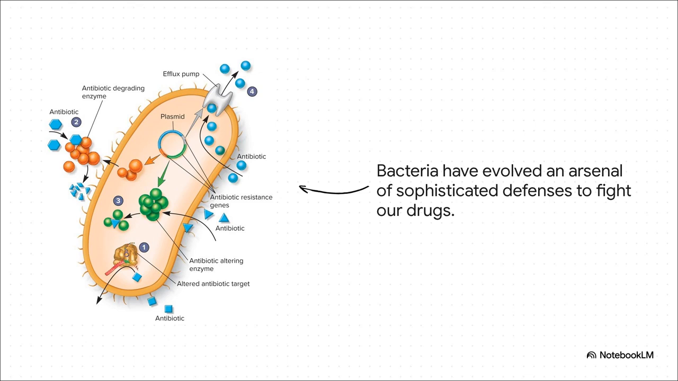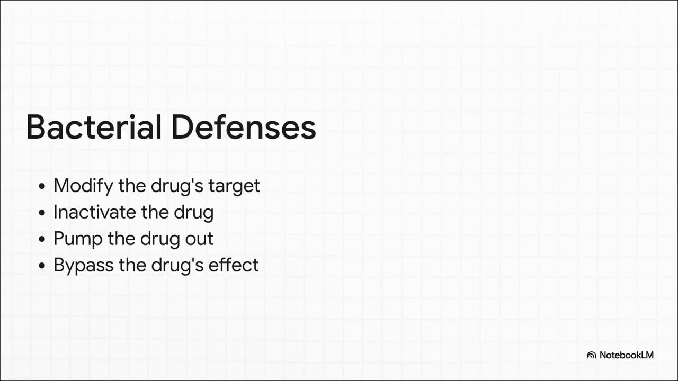For example, they can create enzymes that just chew up the antibiotic before it can do anything. They can change the drug's target on their own cell. Or they can even use these tiny little pumps to literally spit the drug right back out. So their playbook, their defenses, they basically fall into a few key categories. They can modify the drug's target. It's like changing the lock so our key doesn't work anymore. They can use enzymes to just neutralize the drug. They can pump the drug out as fast as it gets in. Or they can just find a whole new way to do whatever the drug was trying to stop them from doing.